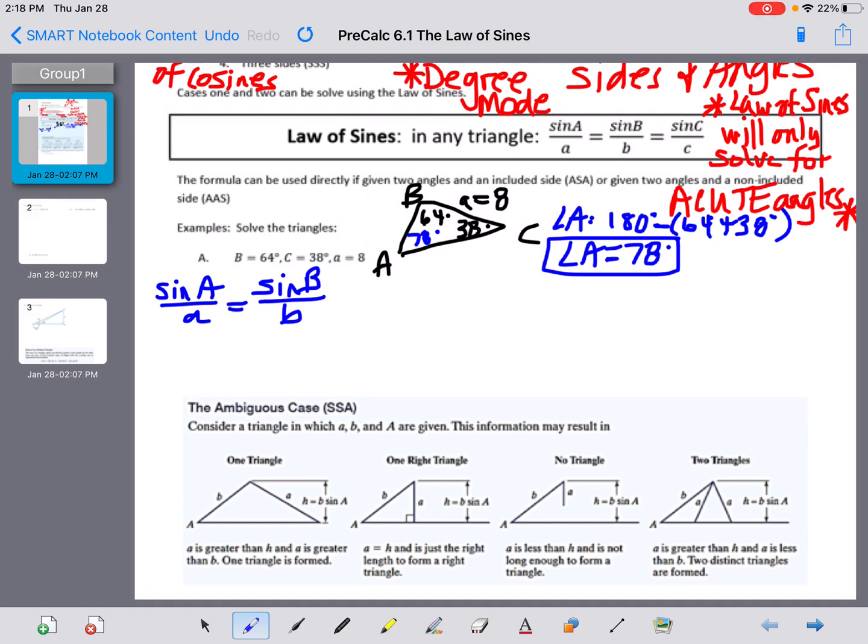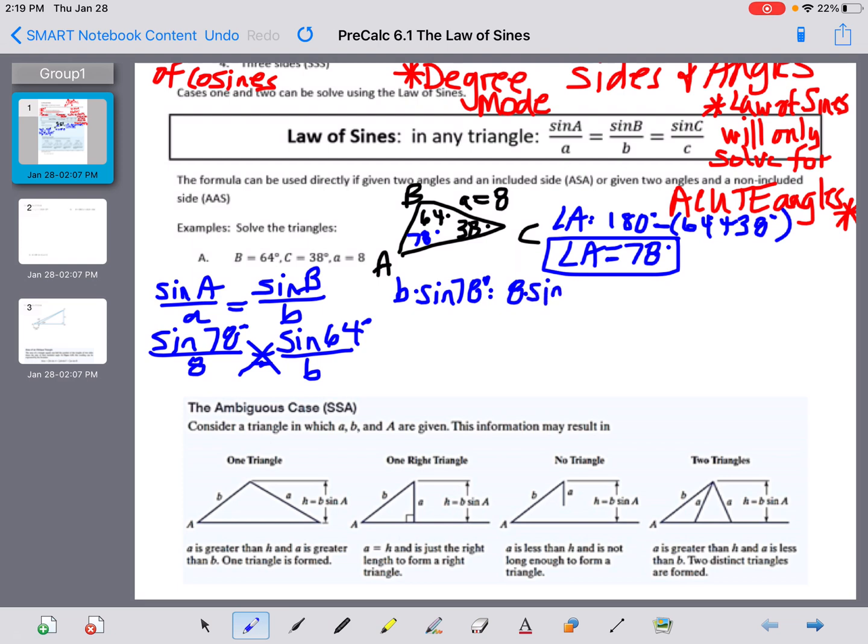All right, so for angle A, I'm going to plug in my 78 degrees I already solved for. And side a across from it is 8. For angle B, I know I'm plugging in 64 degrees. And side b is what I don't know, so I'm going to leave that. Okay, solving for b, it's in a denominator. Can I ever solve for a variable when it's in a denominator? No. So I got to do a little cross multiplying. So I get b times the sine of 78 equals 8 times the sine of 64. All right, and I want b by itself. So I'm going to divide by the sine of 78.